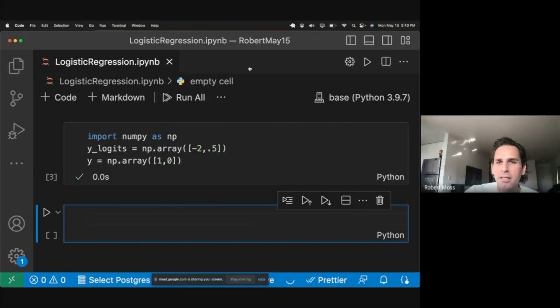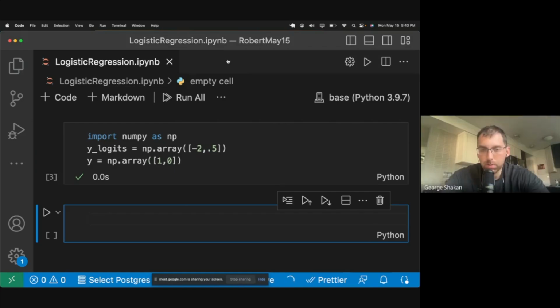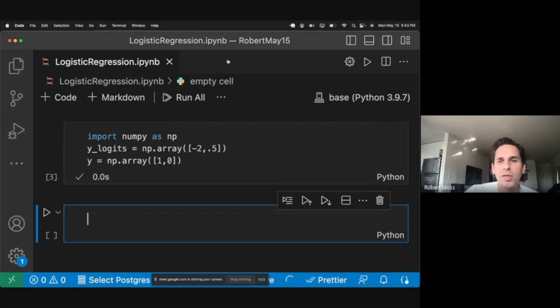Okay, so I guess let's start with the regression equations for logistic regression and classification. Then the cross entropy equation, and how it relates to the sigmoid function.